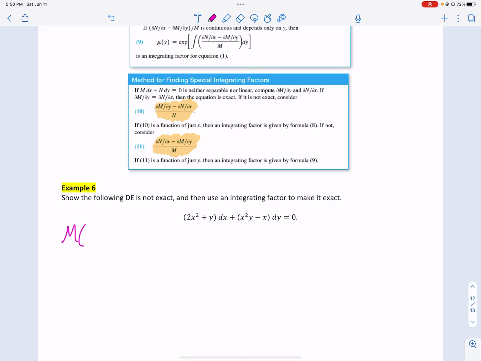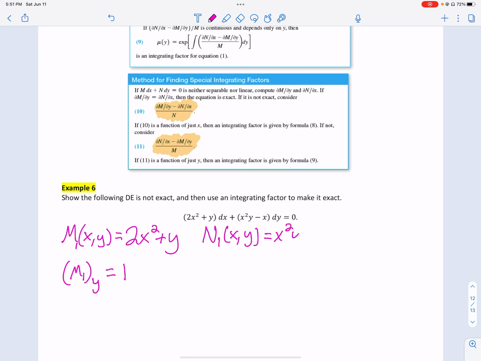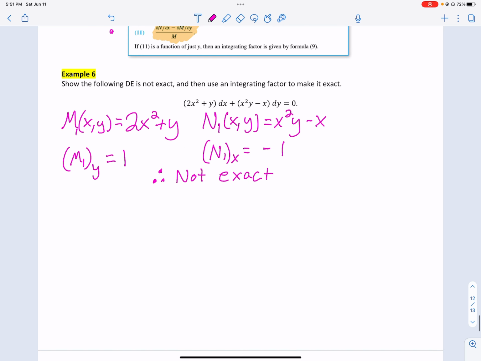We have M(x,y) is 2x^2 plus y. Let's call this M1. If I take its partial with respect to y, it's 1. Now let's try N1(x,y), the other function. We're going to show that it's not exact. If we take N1 with respect to x, we get negative 1. So that tells me that it is not exact. We're going to look at both of these. Let's consider both.